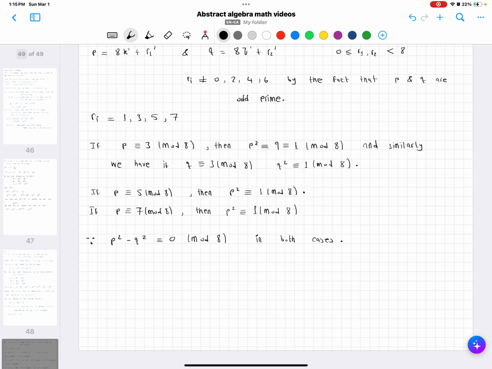So that means that 3 divides P squared minus Q squared, and 8 divides P squared minus Q squared. As the GCD of 3 and 8 is equal to 1, that means that 3 times 8, which is 24, divides P squared minus Q squared. Yeah, and then we're done.